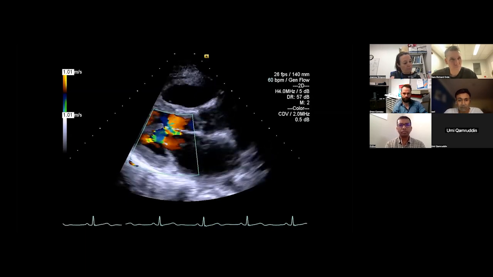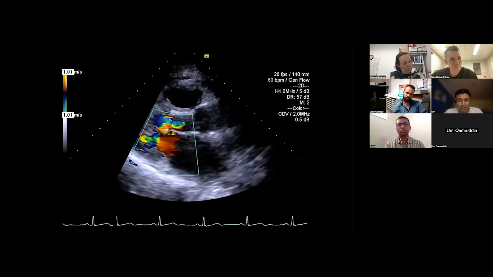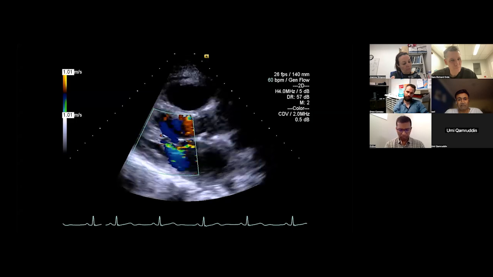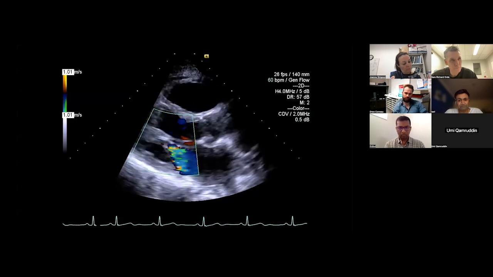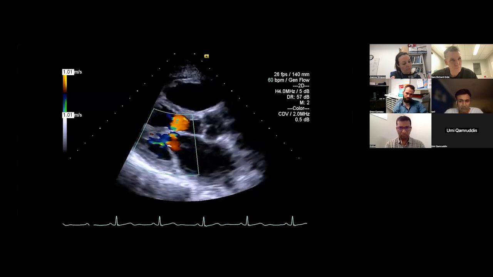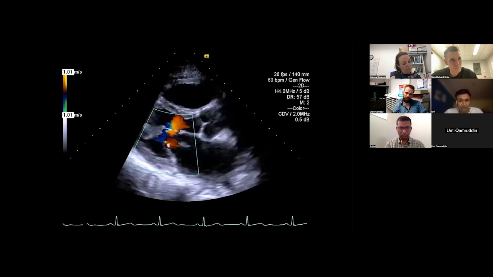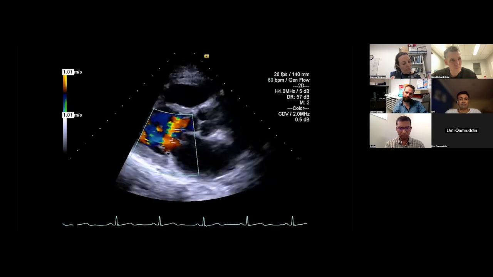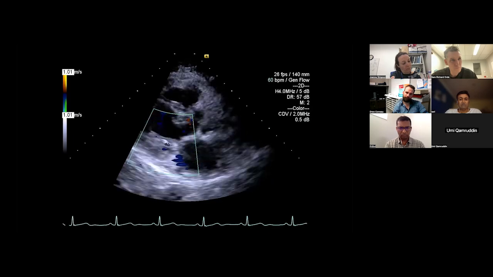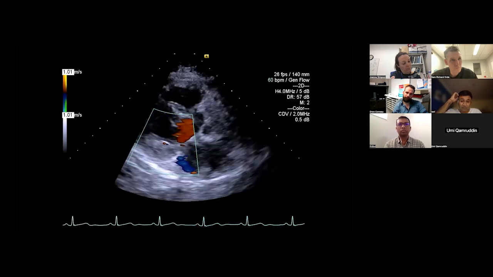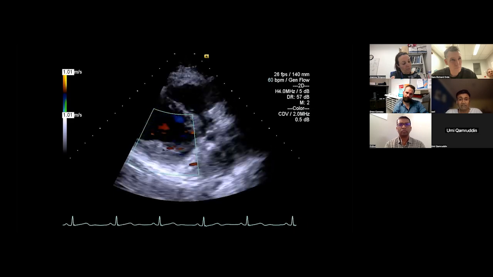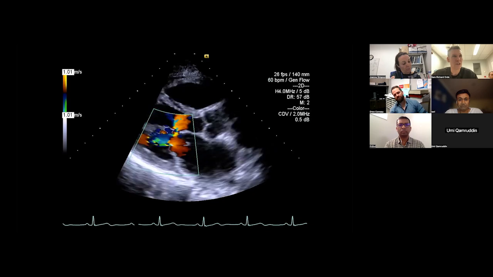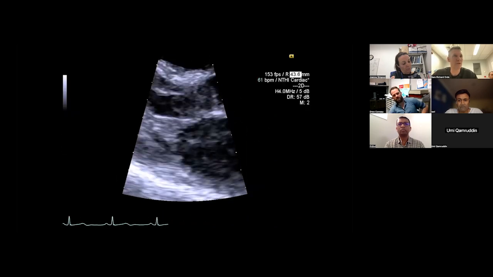So there's a color Doppler across the mitral valve, which is showing the posteriorly directed mitral regurgitation. It's a wall hugging jet, so it's likely to be at least moderate mitral regurgitation. Can you tell me more? Let me just try and find another view.